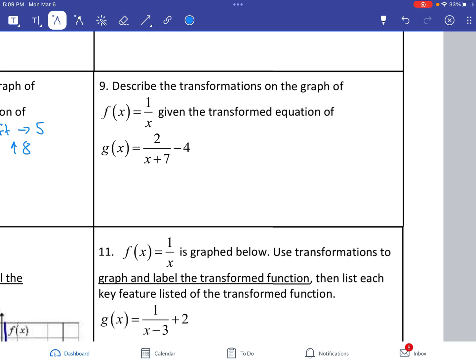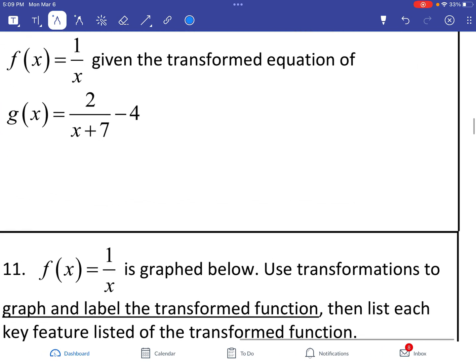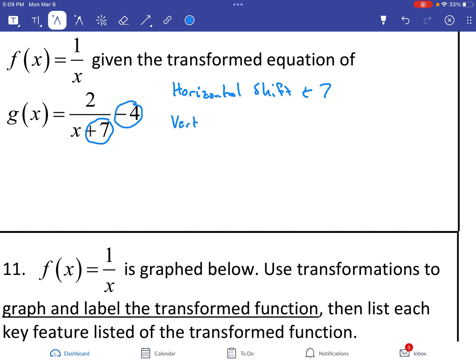Okay, next, there are 3 transformations in this. We're going to do this one first at positive 7. It's a horizontal shift. It's going to go to the left by 7. The next one is the -4. It's a vertical shift. Going to go down by 4.